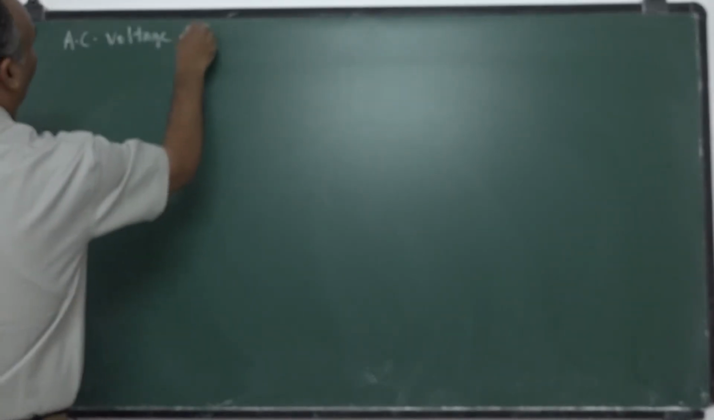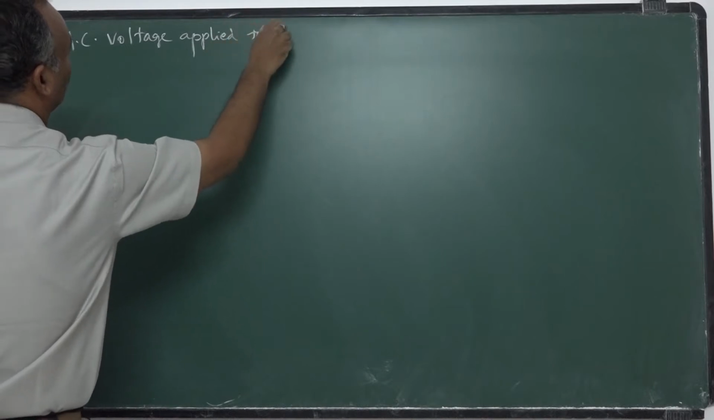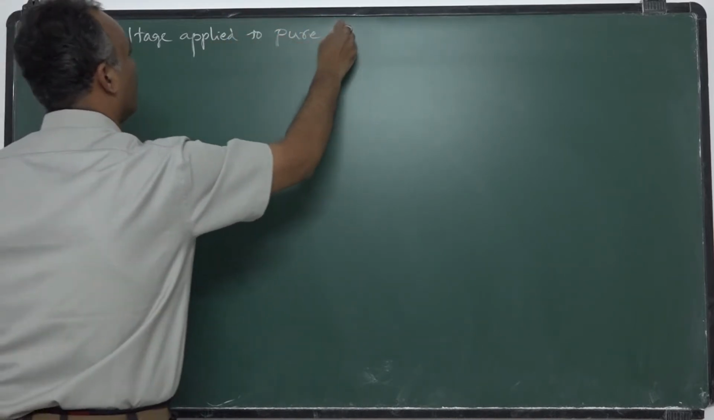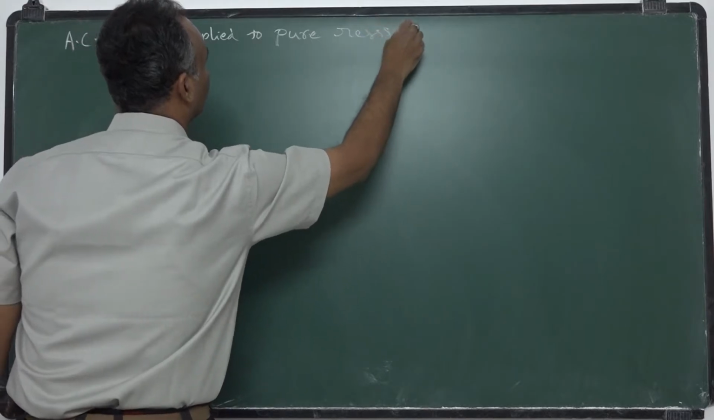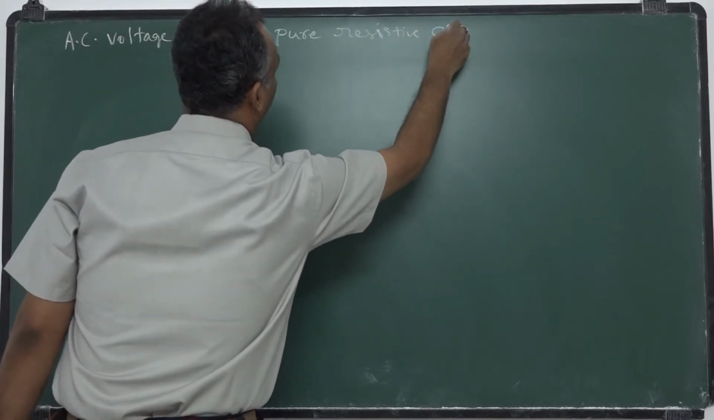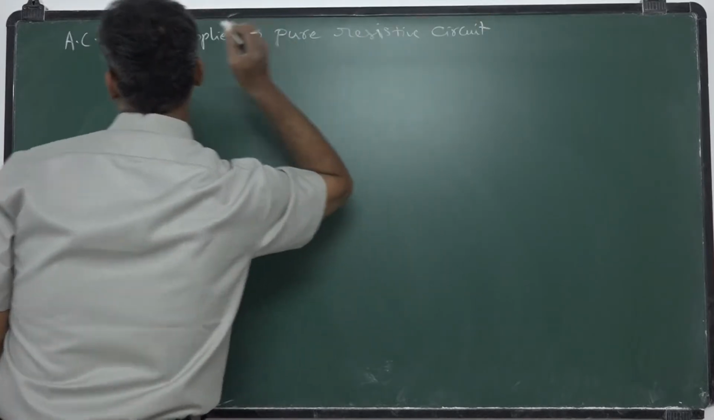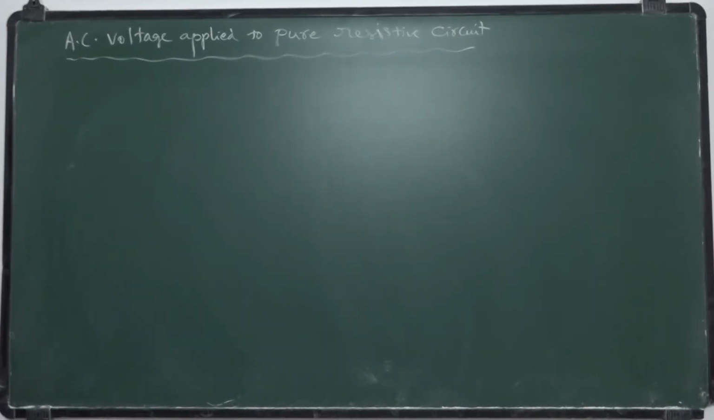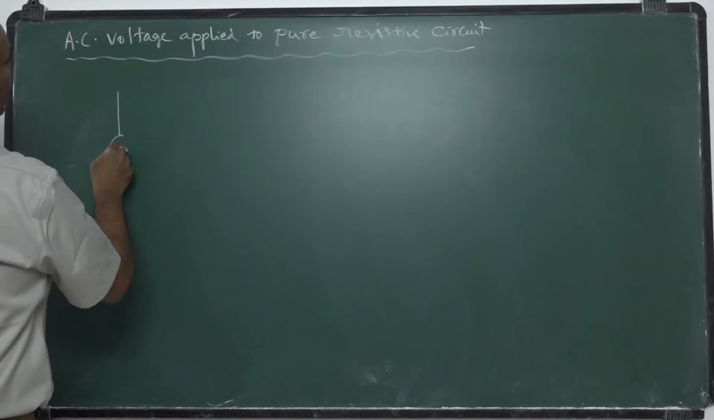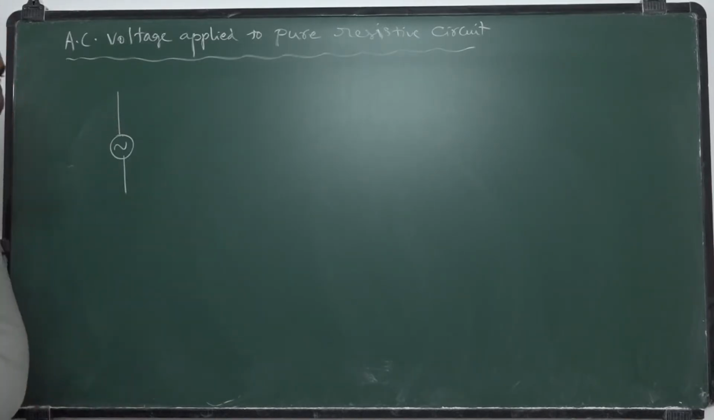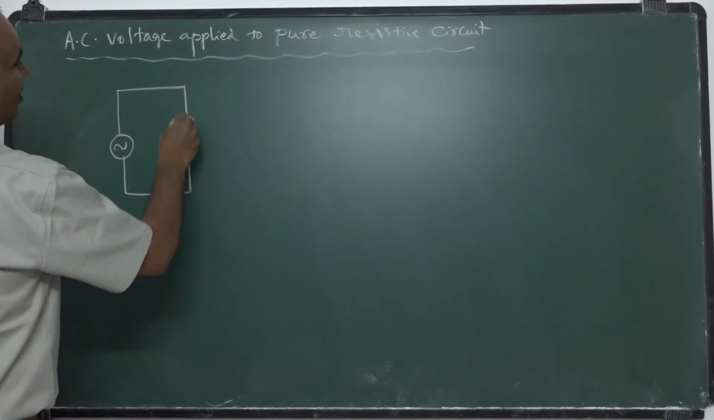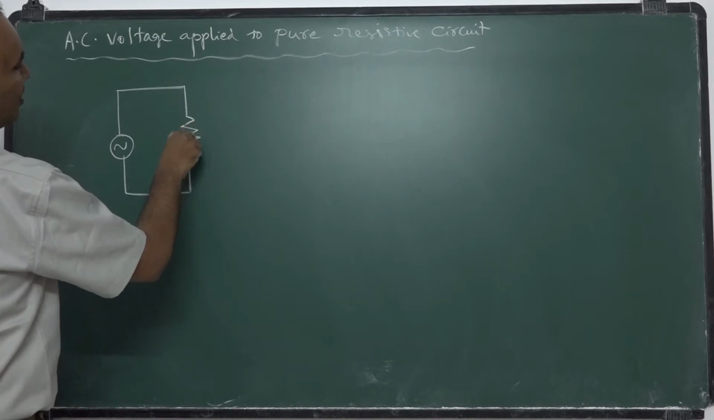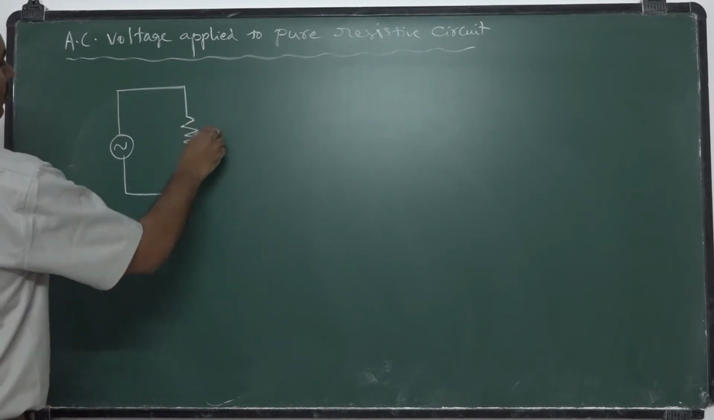AC voltage applied to a pure resistive circuit. That means there is a source of alternating current. The source of alternating current is represented with the symbol like this. So this current is passing through a circuit which consists of a pure resistor. Only one resistor is available, so its resistance is R.